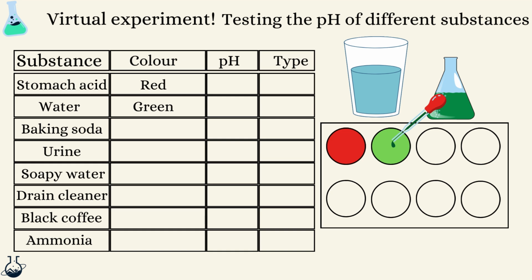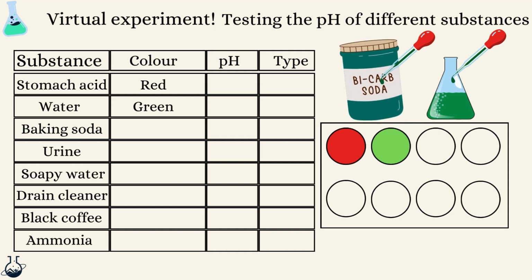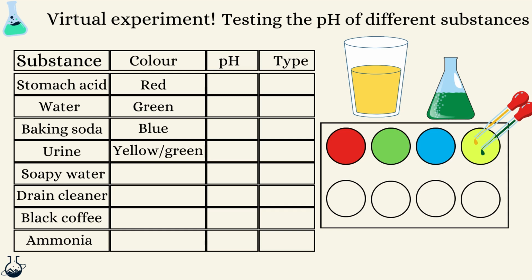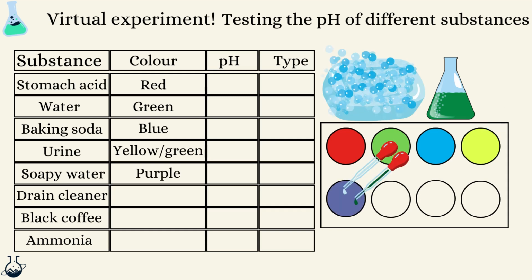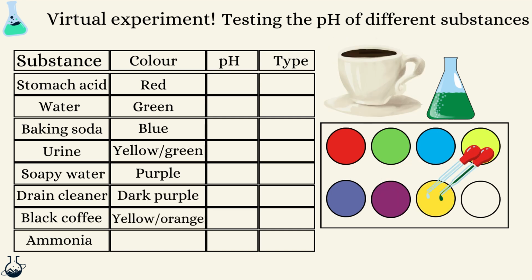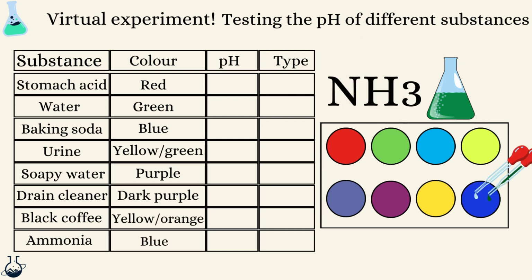results table. I can repeat these steps for baking soda, which turns blue, urine turns a yellowish green, soapy water turns purple, drain cleaner turns dark purple, black coffee a yellowish orange, and finally ammonia, a strong blue.